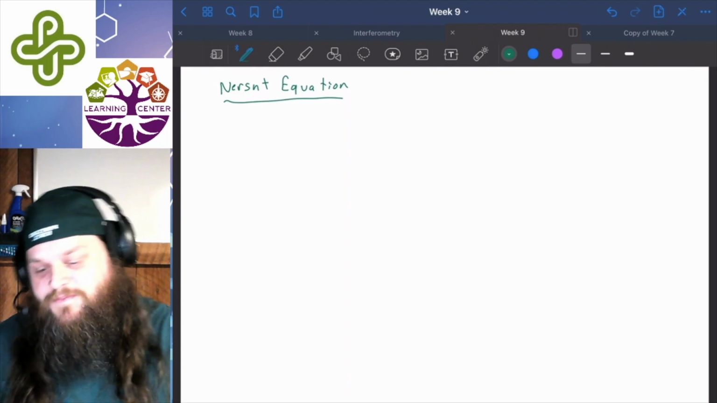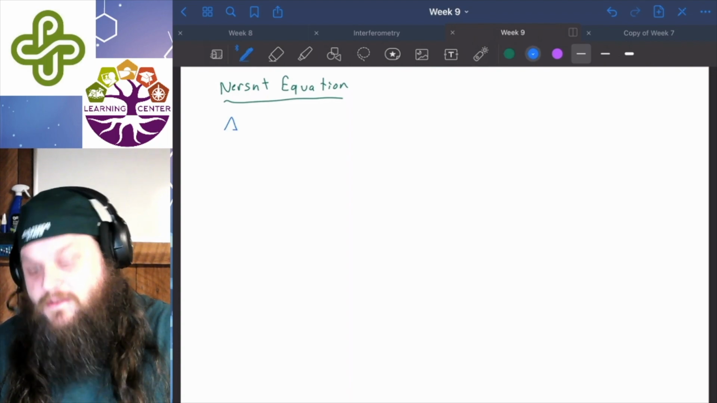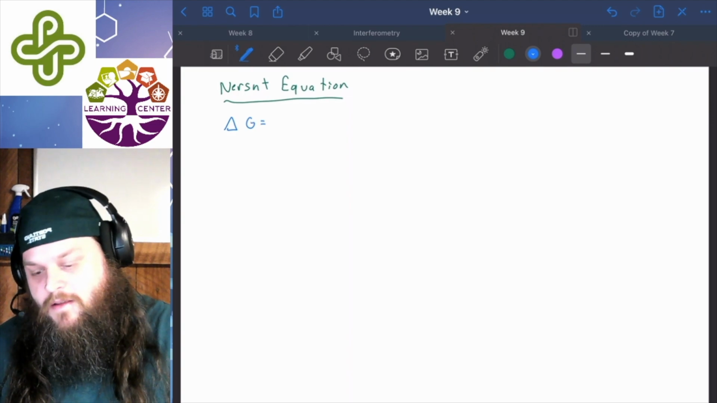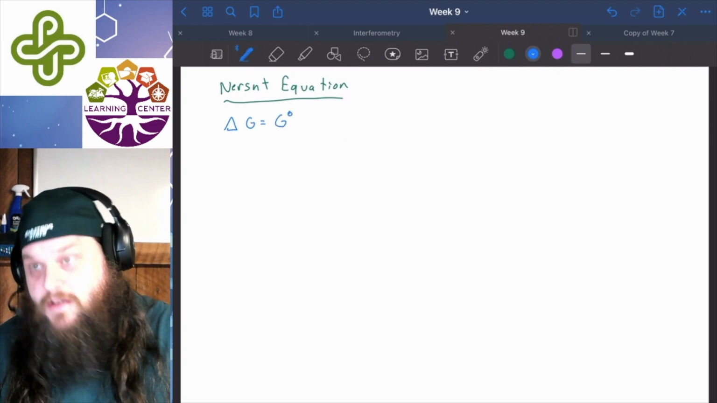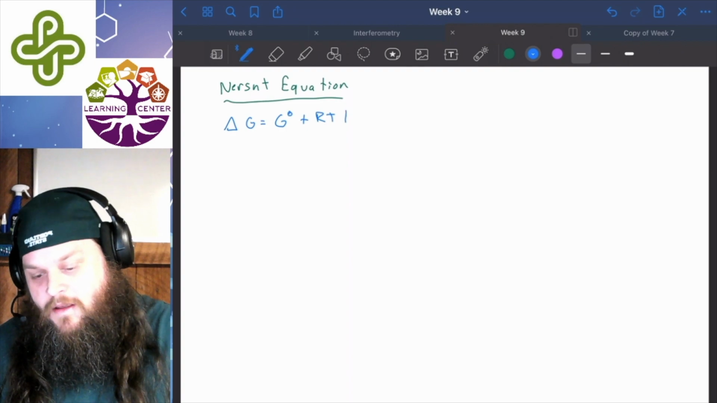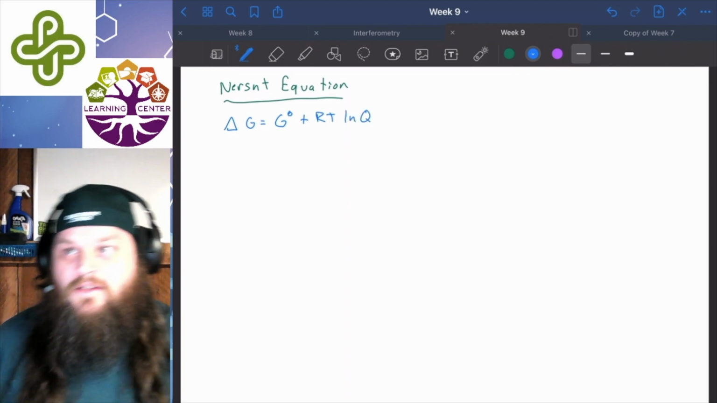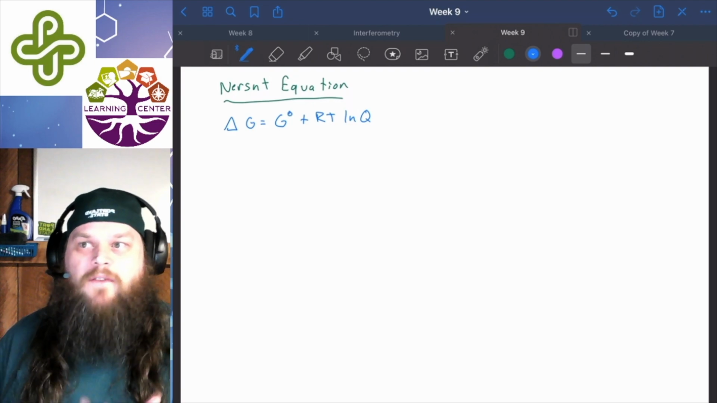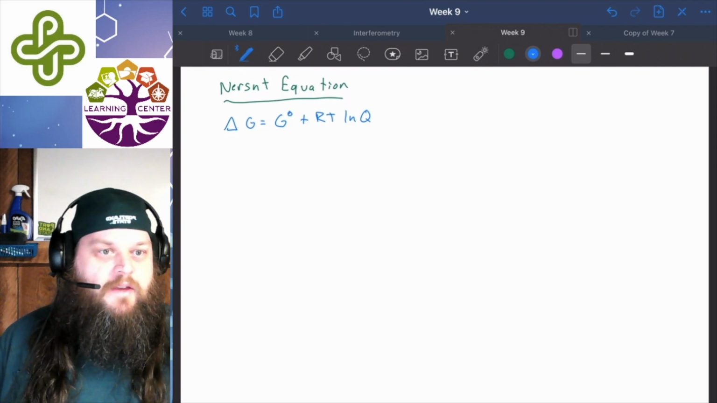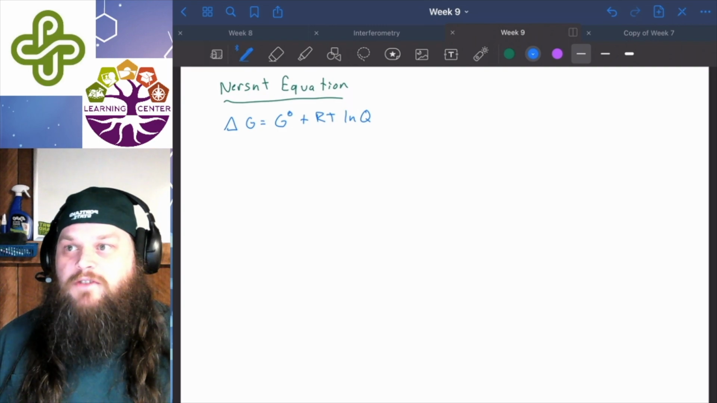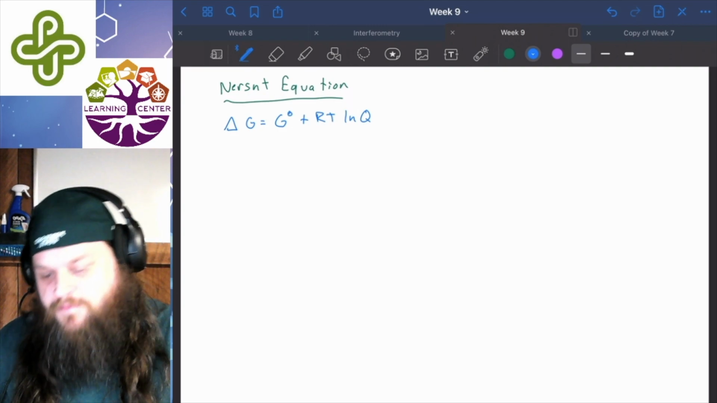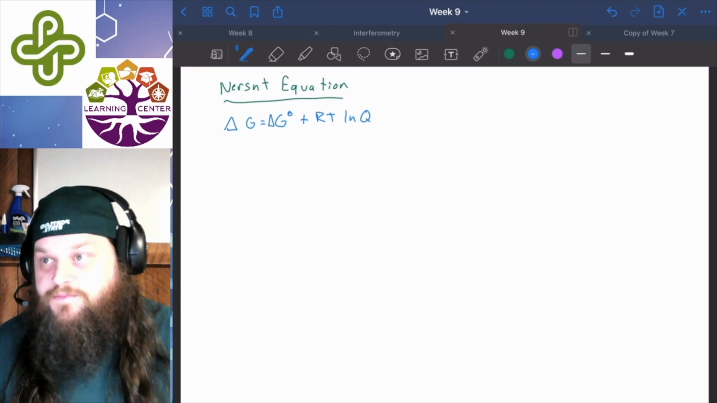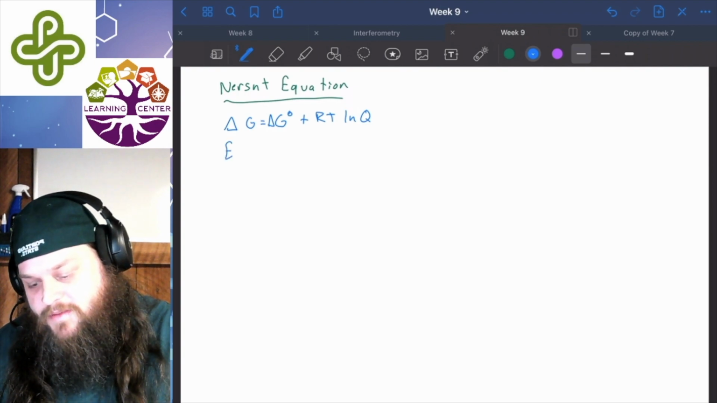So if we write down delta G is equal to delta G naught plus RT ln of Q, this is the general relationship between those. Depending on what that value of Q is, the change in Gibbs free energy is apparent there. And we can rewrite that in terms of cell potential.